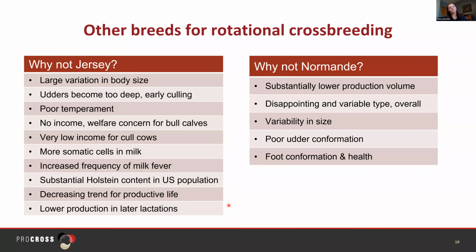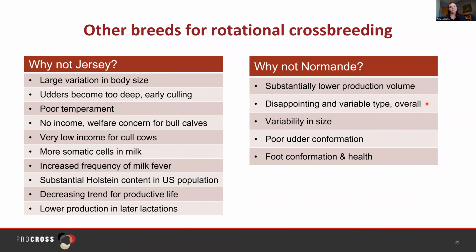I mentioned Normandy early on too. Just a few points there why they don't make it into the final ProCROSS rotation. They were part of the California study that was published in 2012, and they were one of the breeds evaluated. So these comments come straight out of that study and straight out of the 7 herds who used them in California, plus some other observations from around the world. They showed substantially lower production volume, and along with that, then the fat plus protein volume.